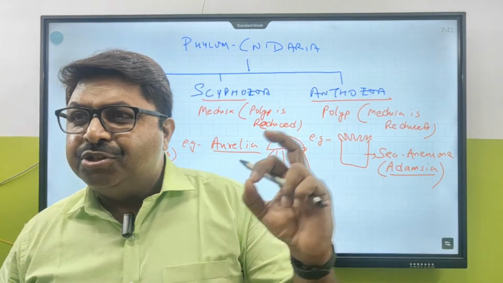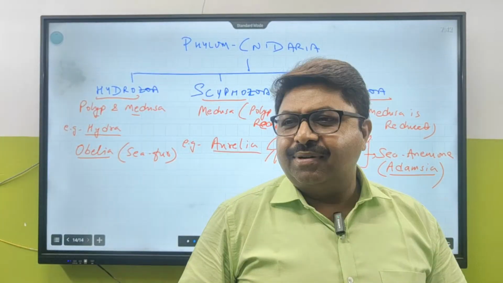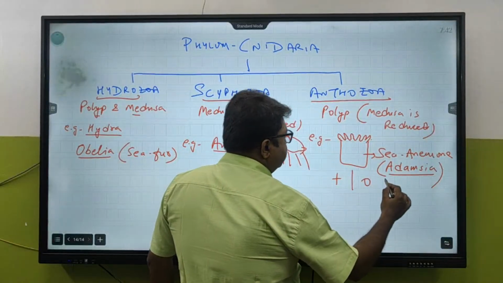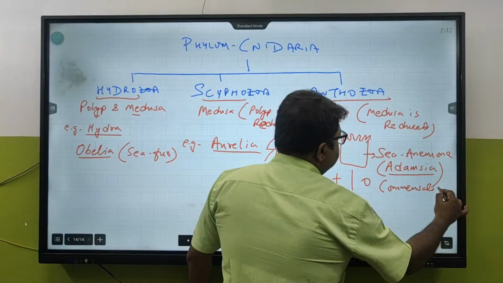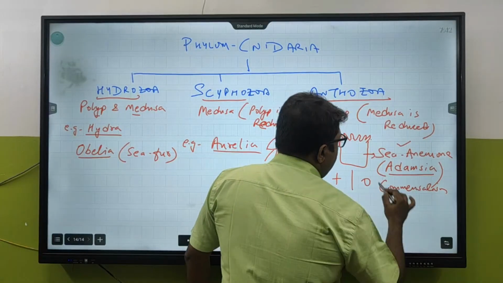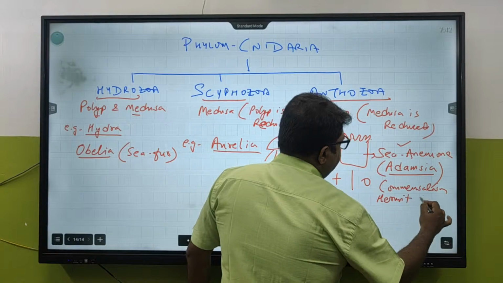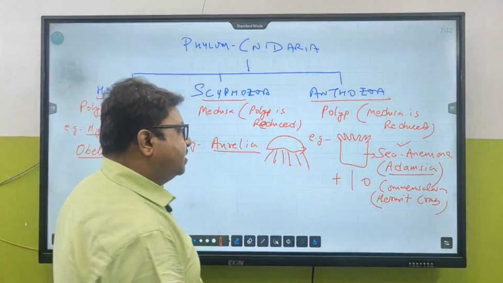So positive for hermit crab and zero for sea anemone. This kind of positive and zero relationship is called commensalism. So very, very important. You have to remember, whenever we talk about sea anemone, what should immediately come to your mind? Hermit crab.